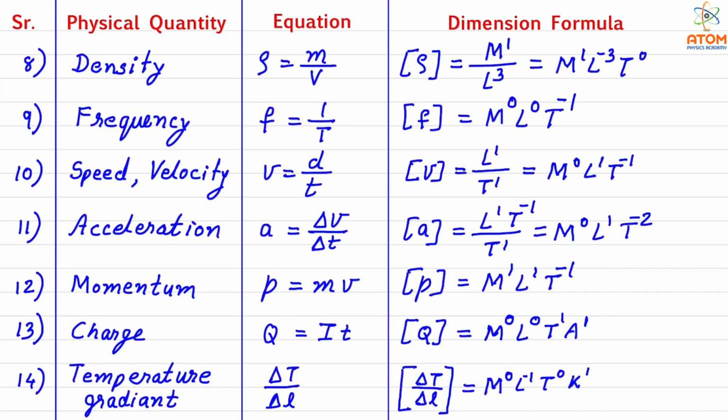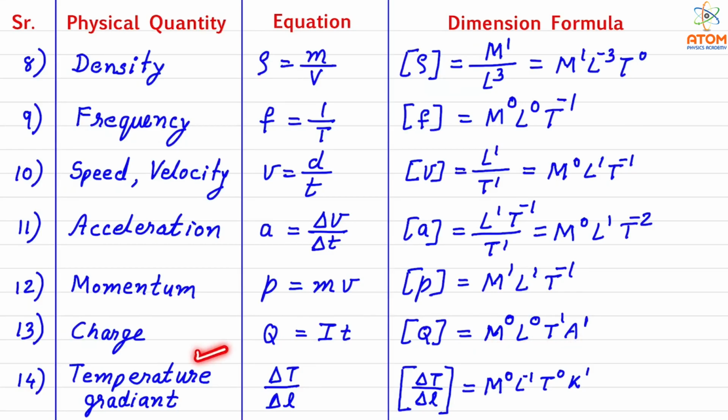Then comes charge. You are aware of this equation. Charge q is equal to It, I is the current, t is the time. For I, as we already seen, we have to take A1, and for time we have to take T1, and that's why the dimension formula of charge will become M0 L0 T1 A1.